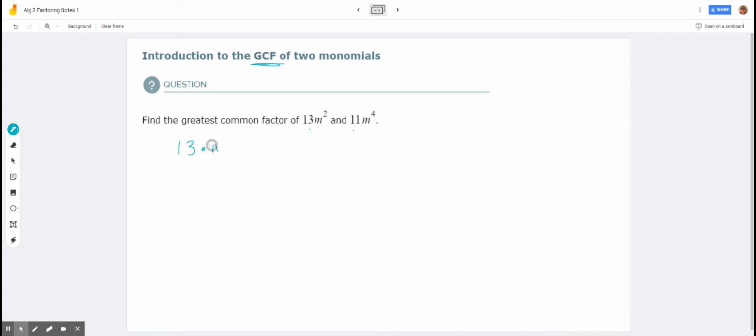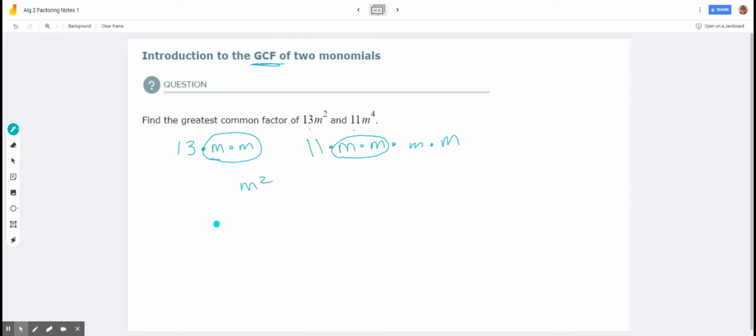13 is prime, m times m. That's what 13m squared is: 13 times m times m. 11m to the fourth is 11 times m times m times m times m. So what do they have in common? They have two m's, or m squared.